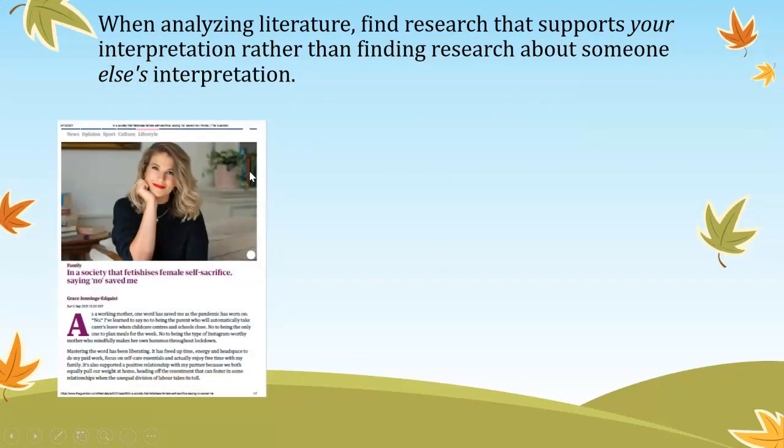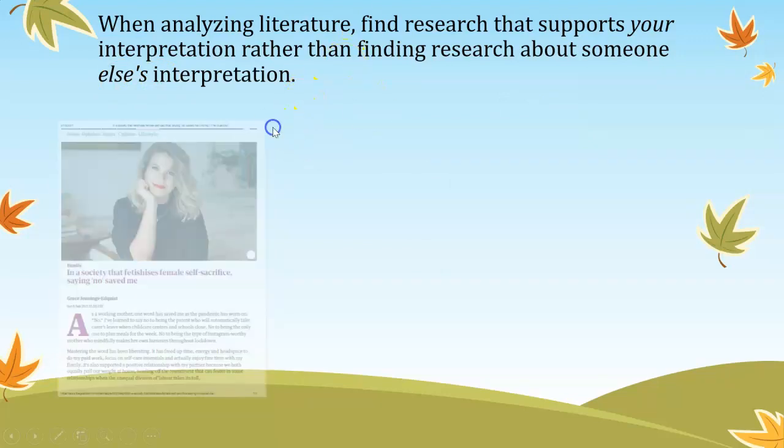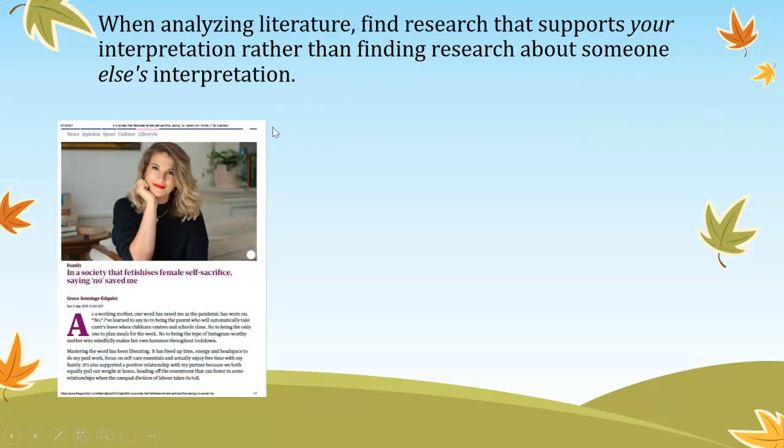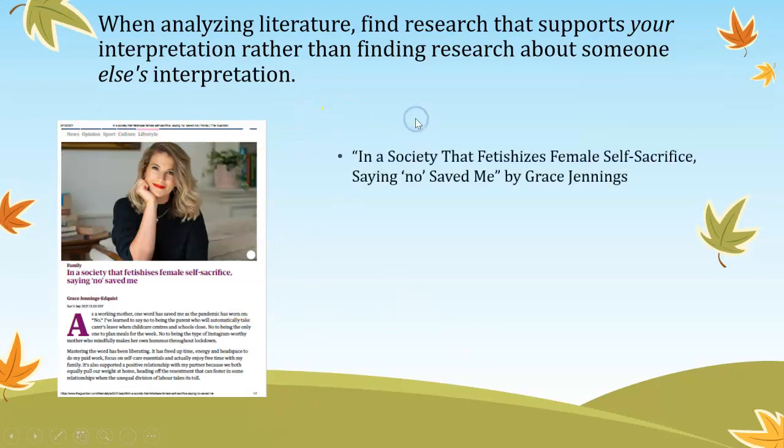Okay? All right, so here's an example, okay? If I was writing a paper about the Giving Tree, and I interpret the poem as being demeaning and misogynistic and demanding on women, well then I might find an article that talks about essentially the self-sacrifice of women, okay? So maybe I come across this article called "In a Society That Fetishizes Female Self-Sacrifice." Saying no, save me.